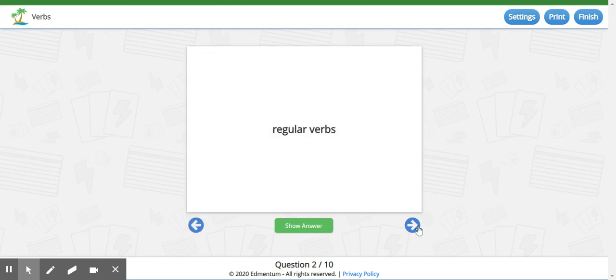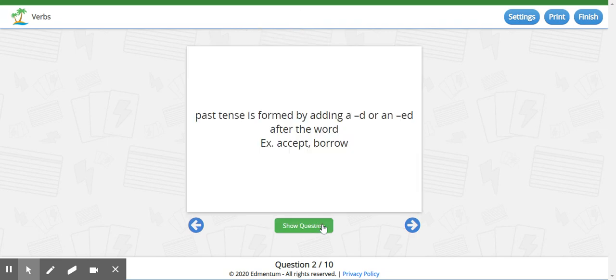Flashcard 2, regular verbs. So at this time, you can read the definition. What are regular verbs? Regular verbs, past tense, is formed by adding a D or an ED. So the past tense of a regular verb is formed by adding a D or an ED. For example, accept will be accepted, borrow will be borrowed.